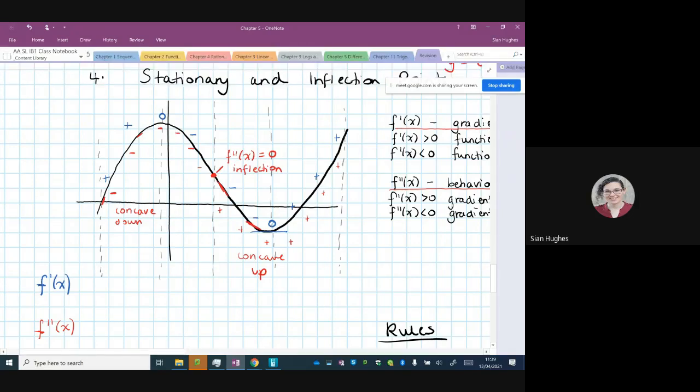So on this graph, we had a maximum over here, a minimum over here, and they're both local maximums and minimums because this function does get smaller and larger if we were to look further ahead. And then we have an inflection point in the middle.